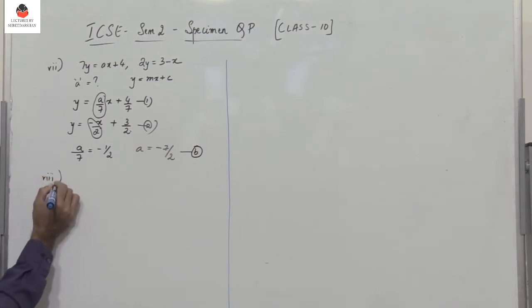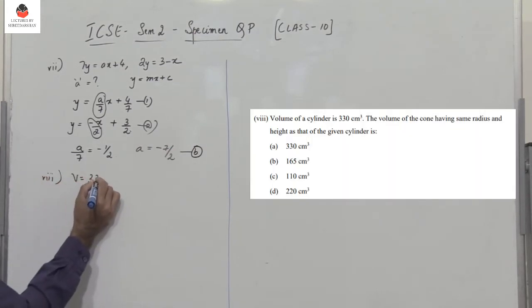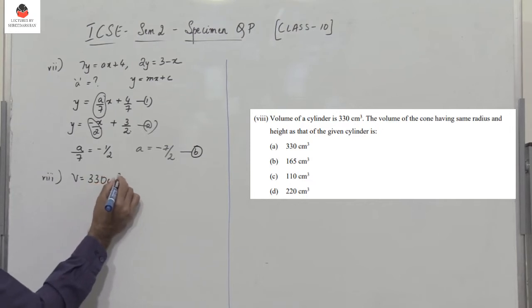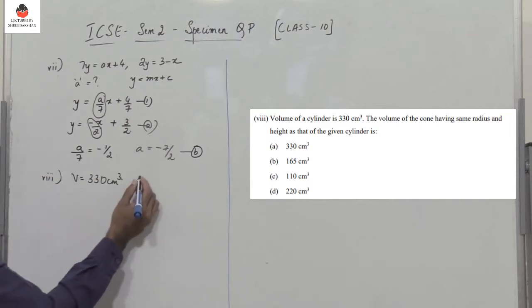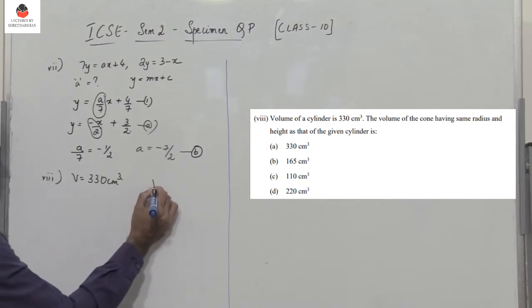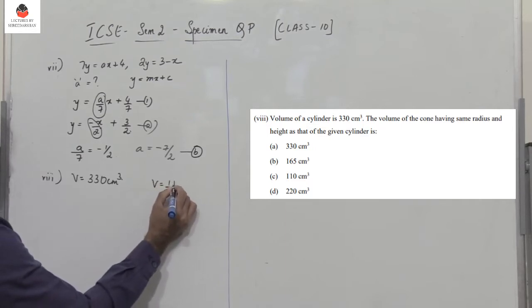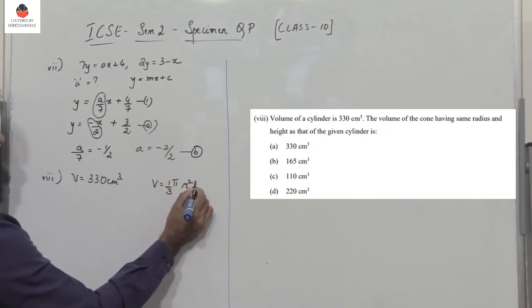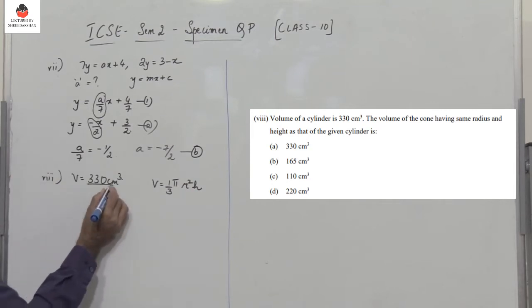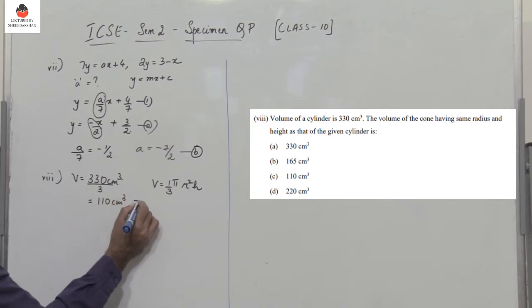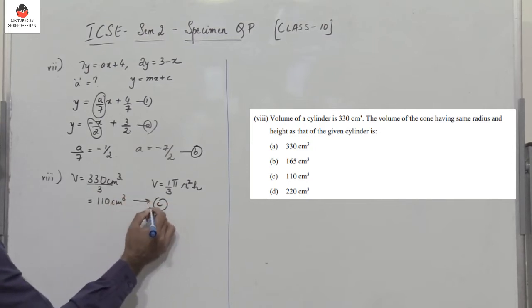Eighth one. The volume of a cylinder is 330 centimeter cube. Find the volume of the cone having the same radius and height as the given cylinder. Very easy, we know that the volume of the cone is just 1 by 3 pi r square h. So it's 1/3 the volume of the cylinder. Therefore, you divide this by 3, you get 110 centimeter cube. So the right option is option C.